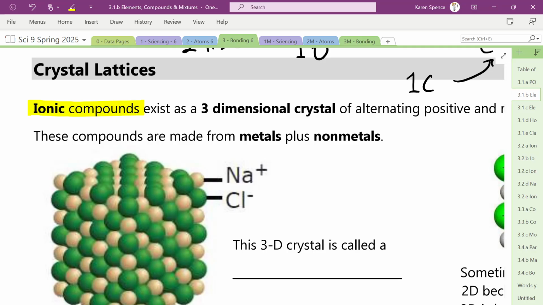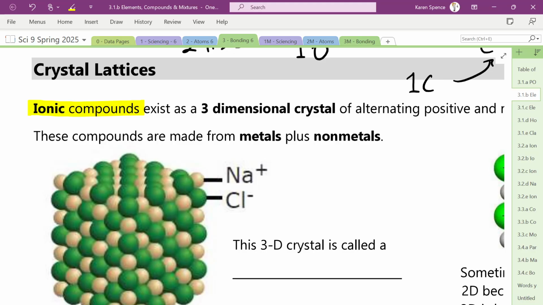And these are made of ions, so it's positive and negative. And what it actually ends up looking like is like this. The green ones are chloride ions, so the green ones are negative. And the silver ones are positive. And they alternate. It goes positive, negative, positive, negative, all the way up and down, side to side, and front to back, 3-dimensional. Okay?